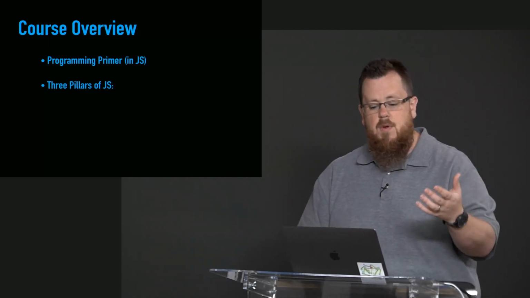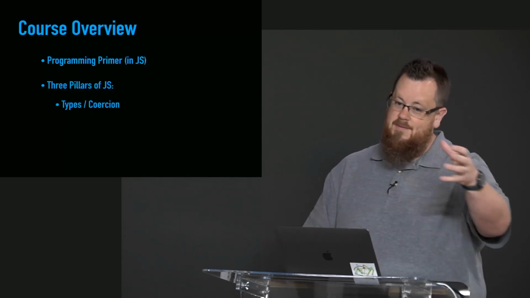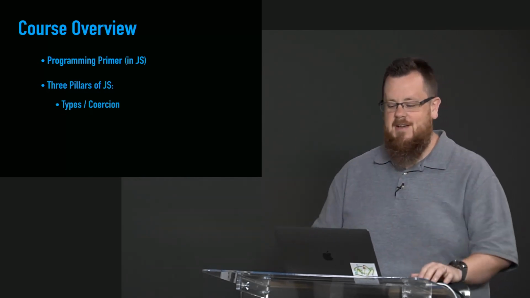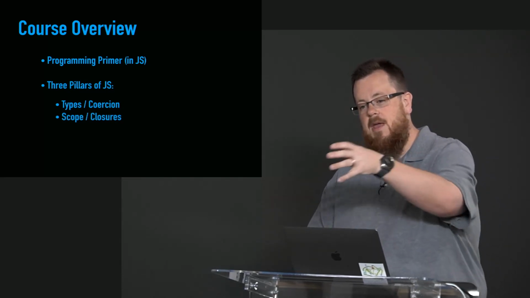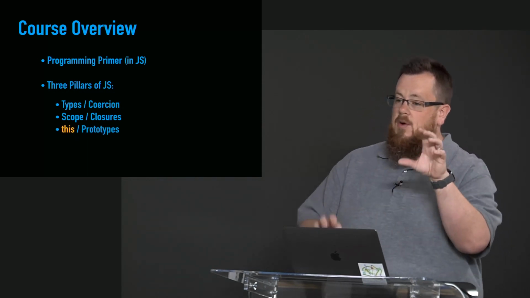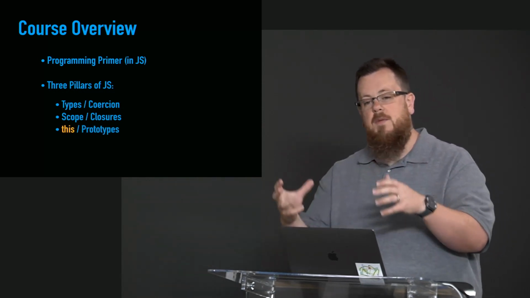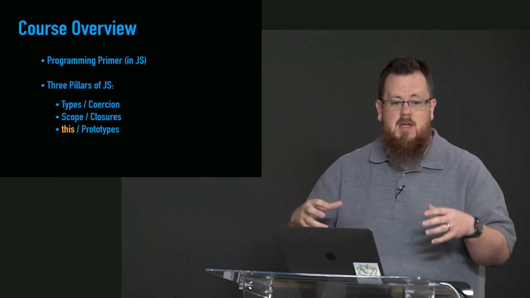So the 3 pillars that we want to look at, number 1, we're going to look at types and coercion. And again, if those words don't make sense, don't worry, we'll talk about exactly what all of those things mean. But we're going to look at scope, and scope enables us to talk about closures, which is a very critical feature. And finally, we're going to look at the this keyword and the prototypes. And so if you've never heard of any of those things, that's great, you're in the right spot.